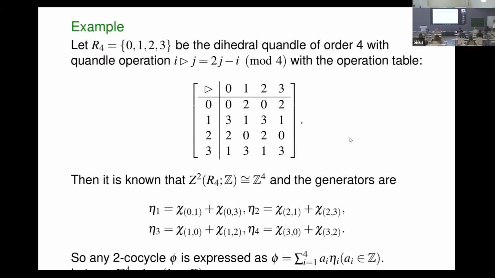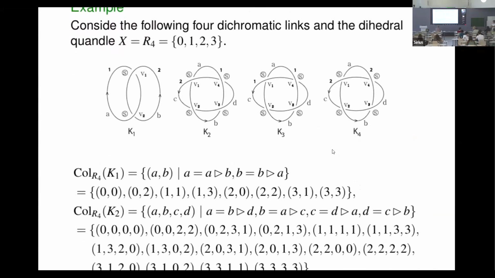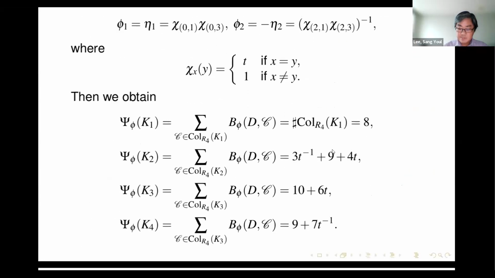Okay, so the second question is, could you provide a precise example of this structure? Because you give a lot of axioms for this structure, and maybe it turns out that the structure is only trivial. Do you have any precise example of that structure? Precise example means some computation example of the state sum? Yes, yes. I think this example is such an example. Yes, we compute this for dichromatic links. The state sums are this one. This is the explicit computation of our invariant.